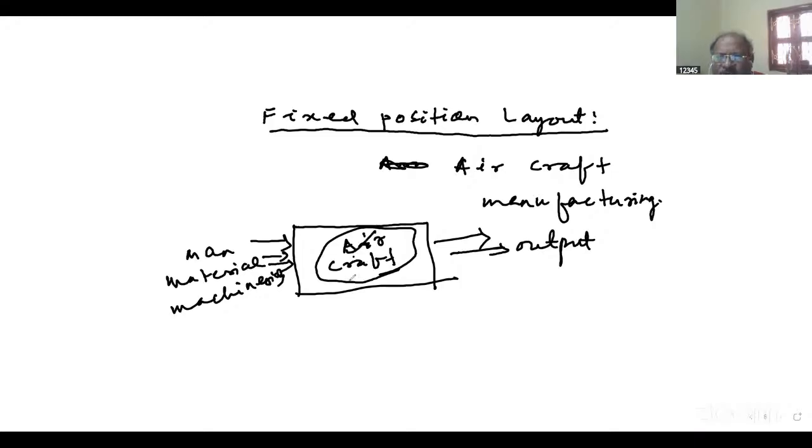Whether aircraft or shipbuilding, the end product is too large, heavy, or complex to move. So it remains in a single and fixed location. And workers, tools, machines, machineries are all brought to that fixed location as needed. So this layout is ideal for projects like buildings, bridges, dams, large aircraft, and other specialized projects. Am I right or not? Clear?